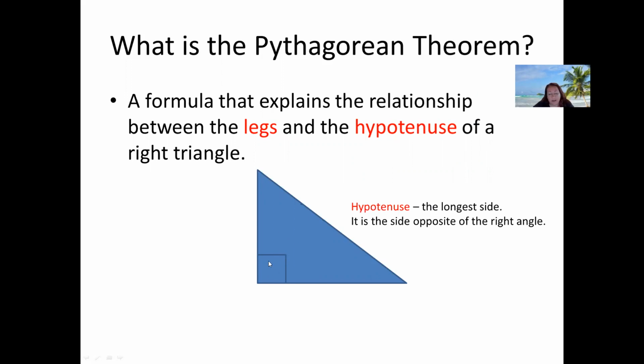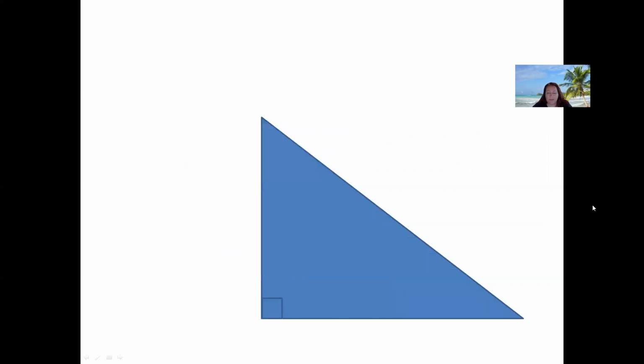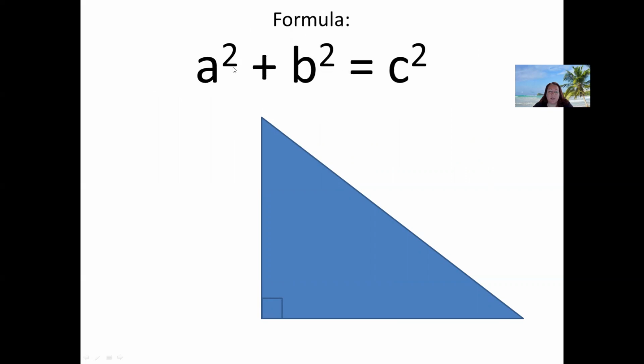So the right angle is here, and I like to say that it points to the hypotenuse. It's pointing to it. And then the legs are the sides of the triangle that include the right angle. So here's a leg, it includes the right angle, and here's the other leg. So there's the legs.